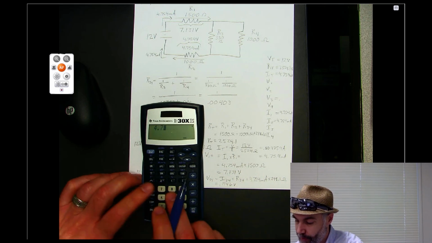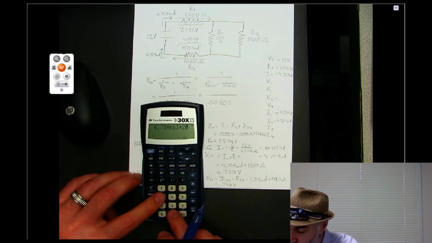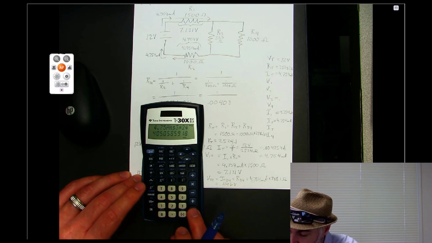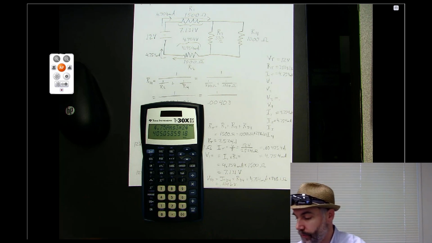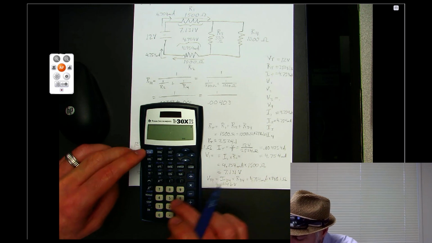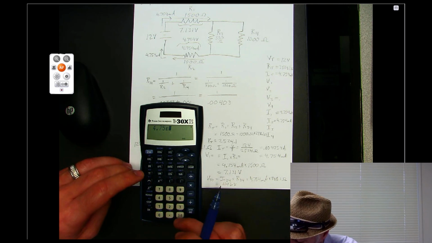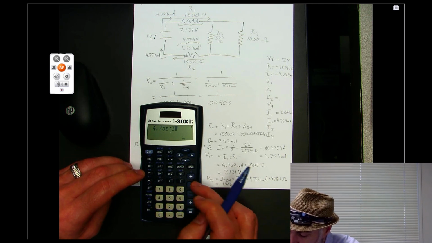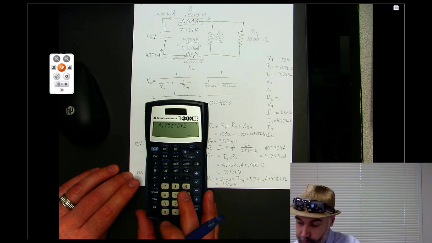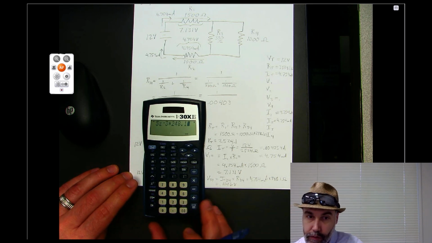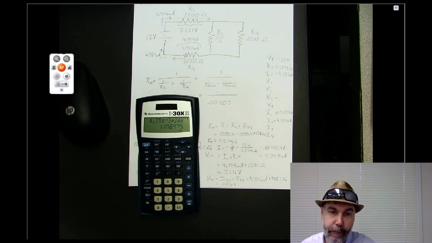So 4.75E-3 times 248.1. Oh, I'm sorry. Let's try this one more time. 4.75E-3 times 248.1. Okay. Thank you. So 1.178.